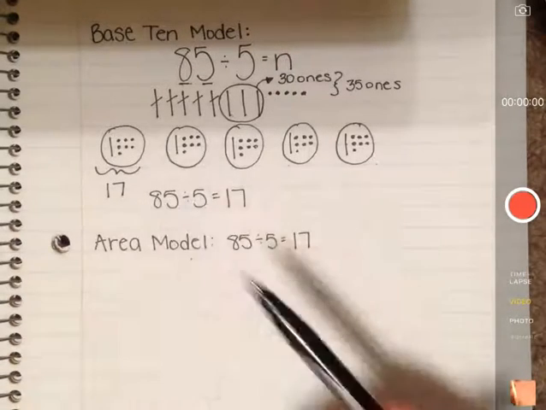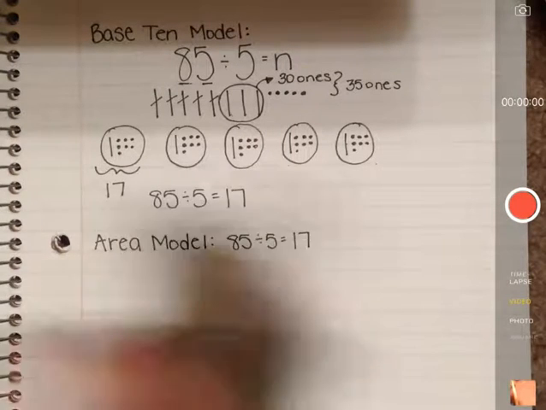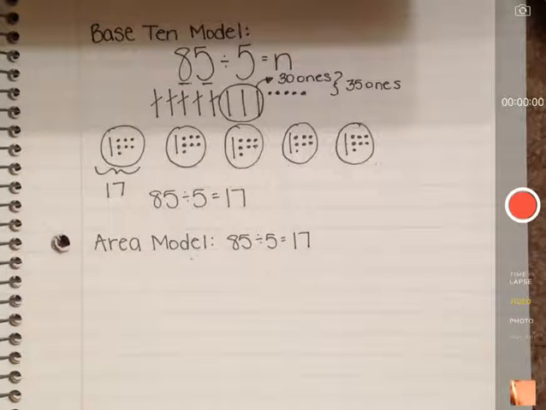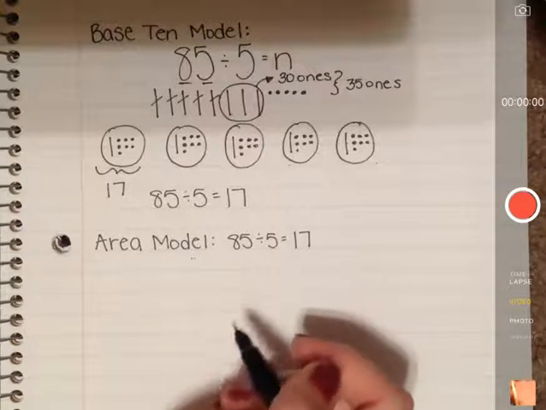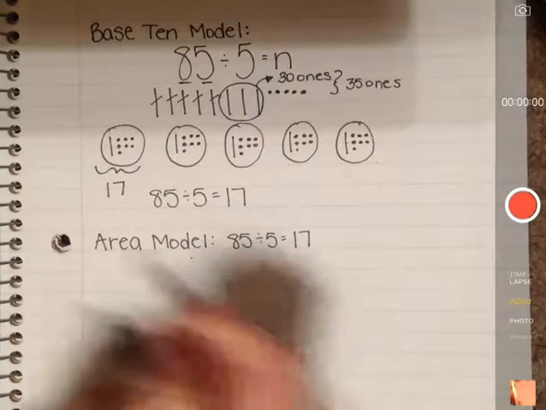Okay, now that we've solved this equation, 85 divided by 5 equals 17, using the base 10 model, we're going to apply that knowledge to our area model to help us solve. So, remember that when you solve the same equation more than once or using another model, you should always get the same answer. So when we solve 85 divided by 5, we should still get 17 as our answer. So let's go ahead and check together and see if that's what happens.